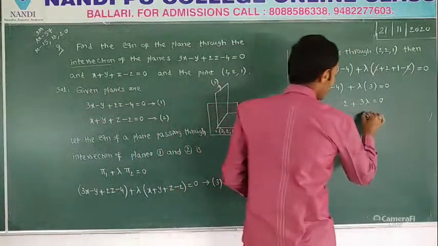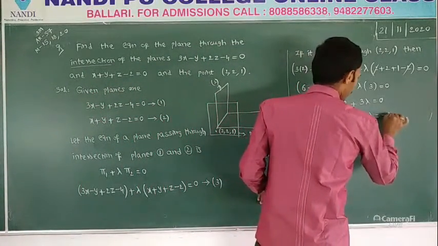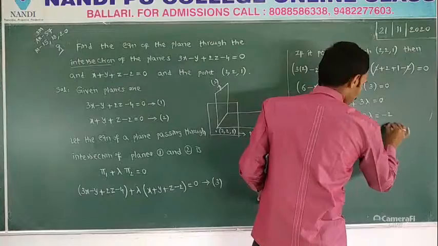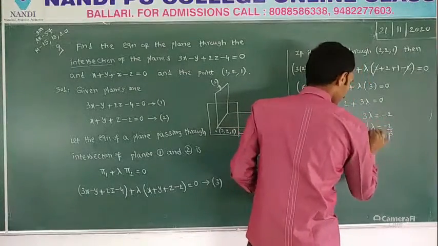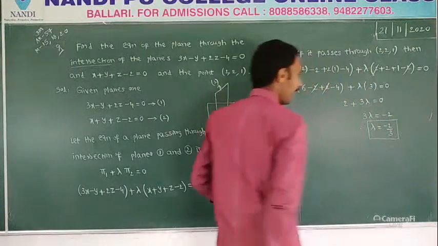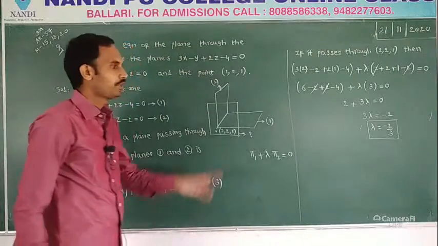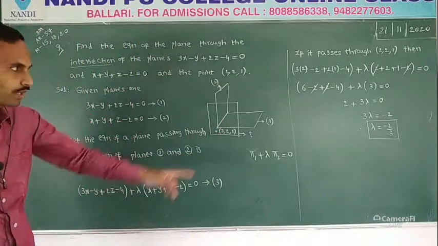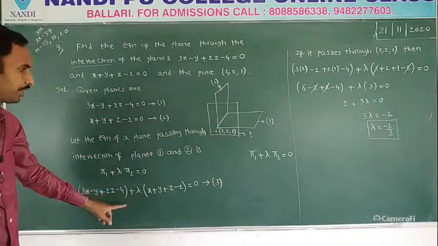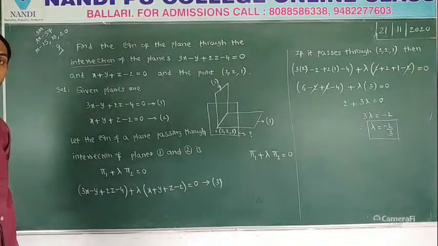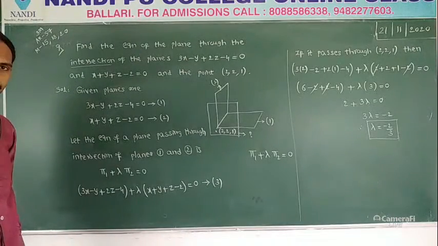3 lambda is equal to plus 2 become minus 2. Lambda is equal to minus 2 by 3. Okay, that is the value of lambda. Lambda is equal to minus 2 by 3. Substitute that lambda value in equation 3, you will get the required equation of plane.